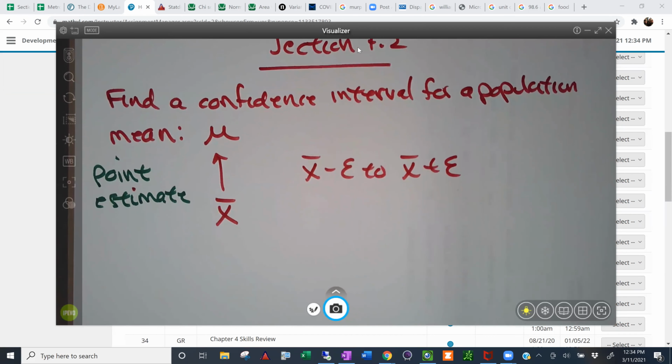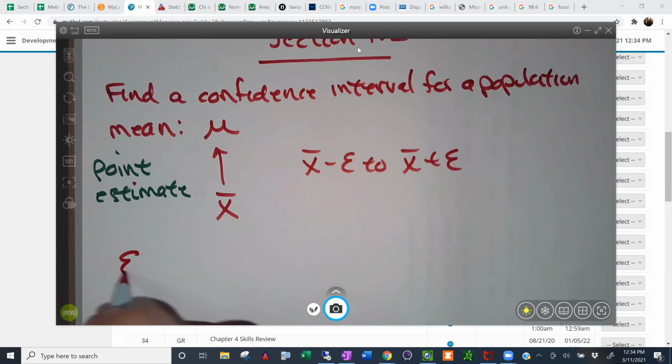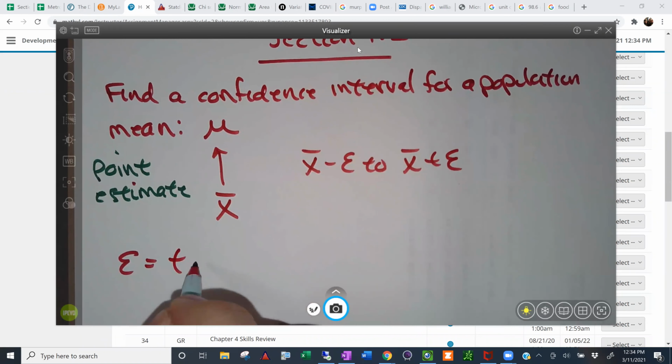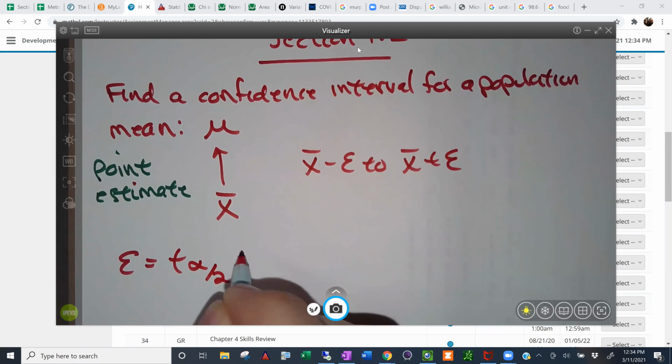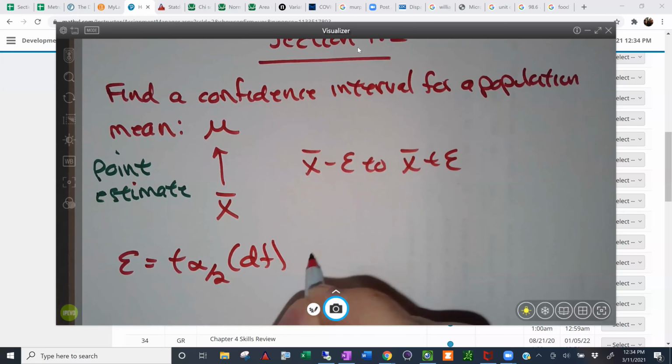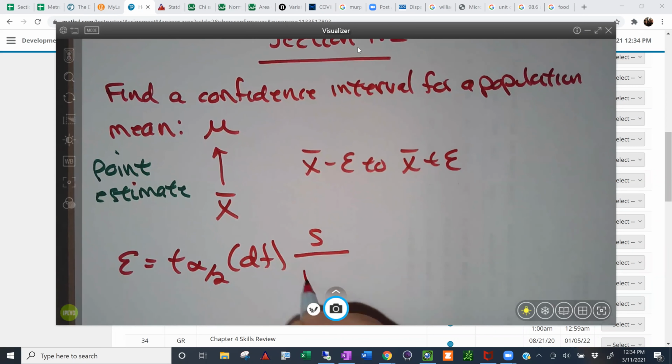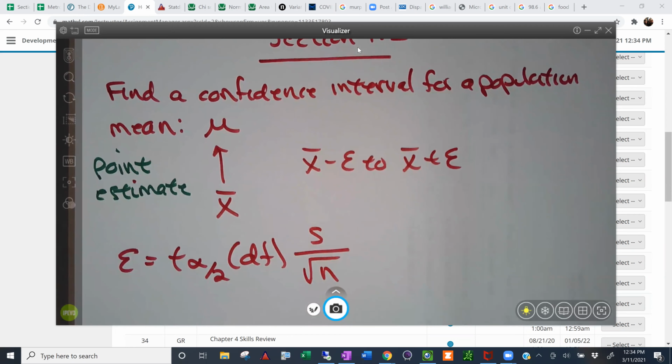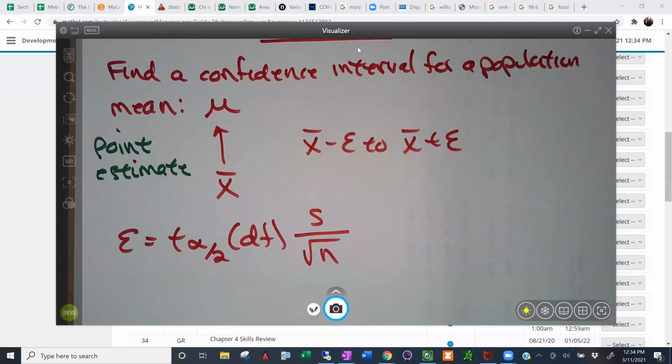Well, it's actually kind of a little involved. The formula for that is E equals t sub alpha over 2 for the appropriate degrees of freedom, times s over the square root of n. Wow, that's actually quite a mouthful. The one thing I want to point out is that one of the things we're going to need is a t value, and it's a new distribution.